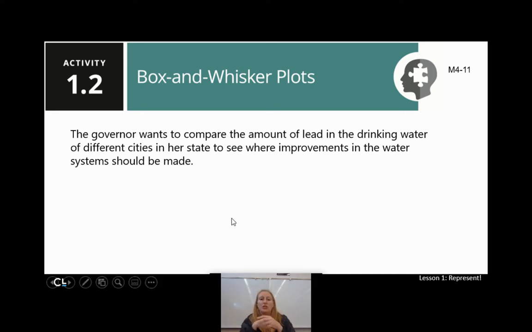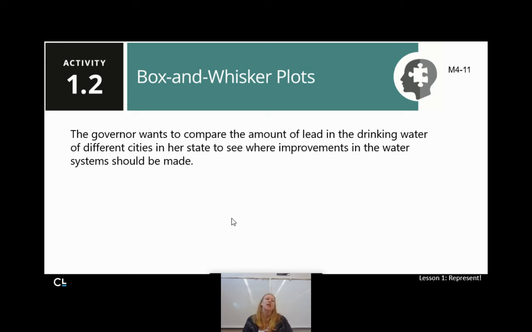So we talked about histograms last time, and actually our getting started activity last time also had the dot plots. It's weird we call them dot plots because we put little X's, but you get the idea. Today we're going to be talking about box and whisker plots.